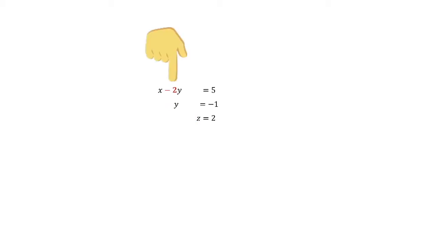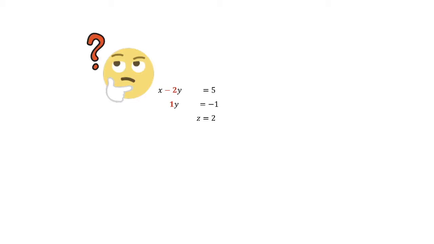Now I need to get rid of this -2. Okay, do you see how I'm going to do that? Take a minute and try. I have that 1 there. Right? You're going to use the 1. You always use the 1s. So times this equation by 2.